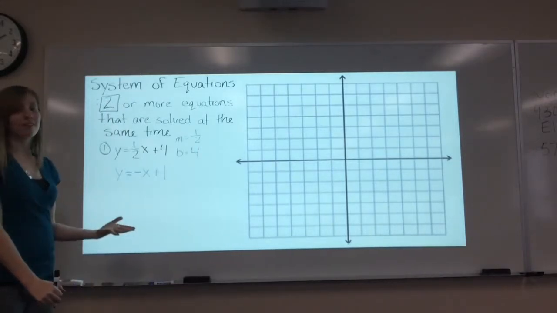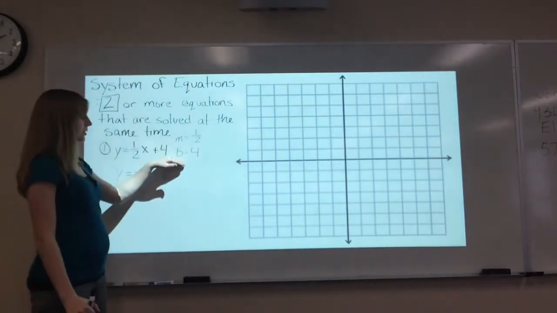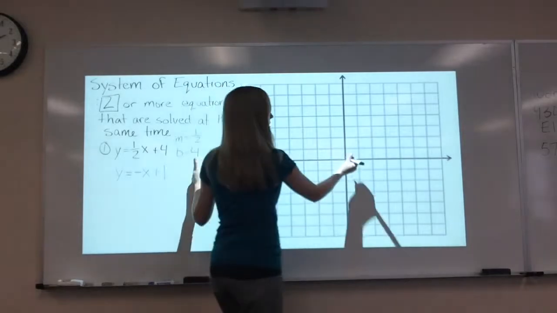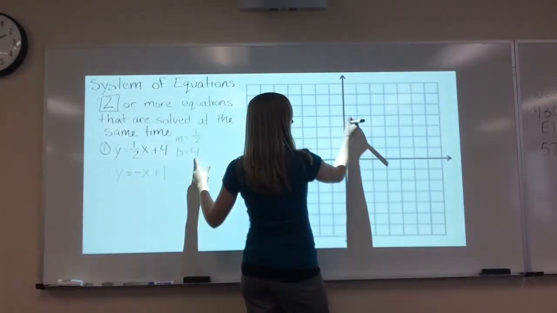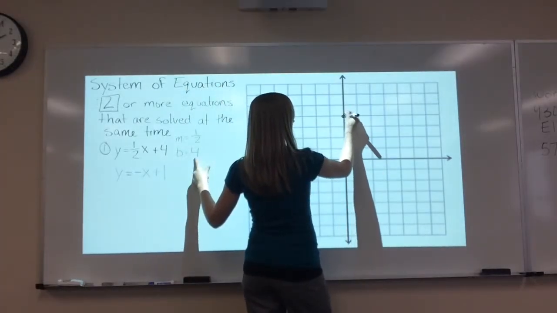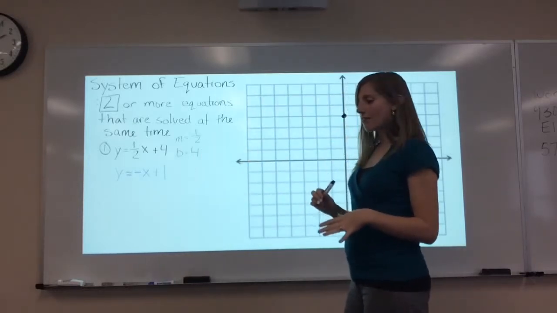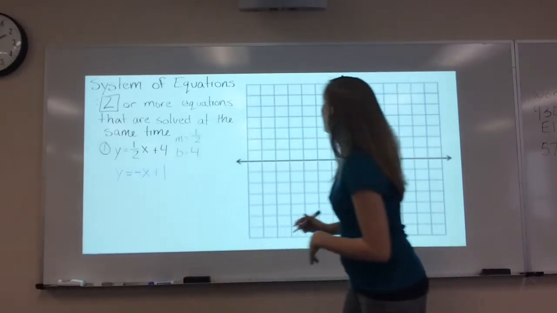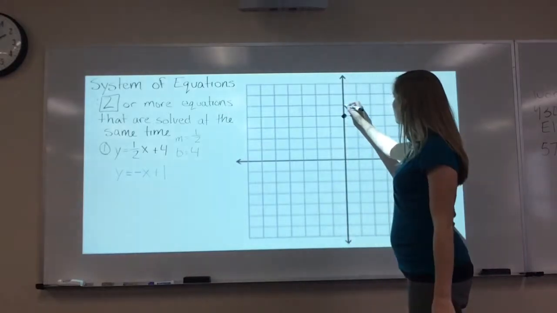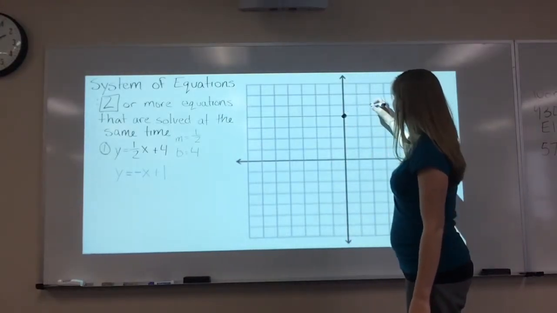And I'm going to go ahead and graph this. To graph, I start with the y-intercept. I go to positive 4 on the y-axis, 3, 4. So I go up 4 and put a point. For my slope, I have 1/2. So to graph a slope of positive 1/2, I'm going to go up 1 to the right 2.